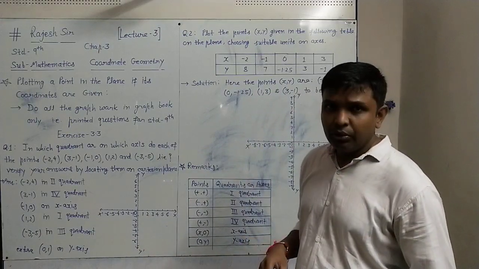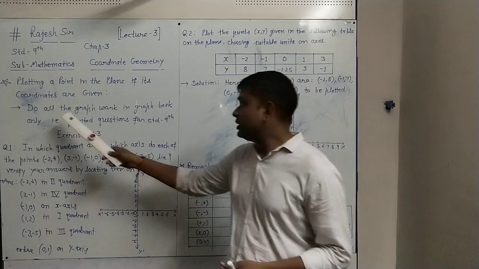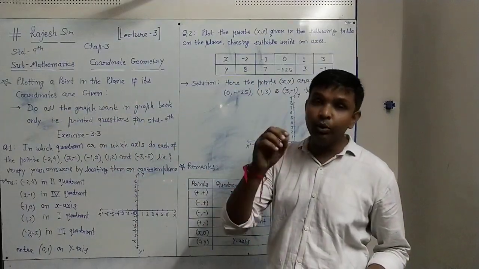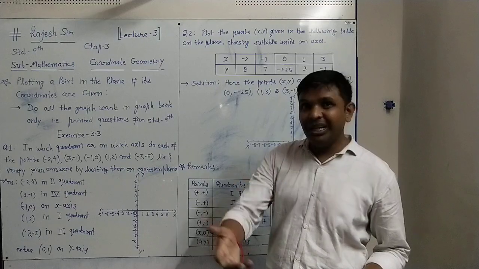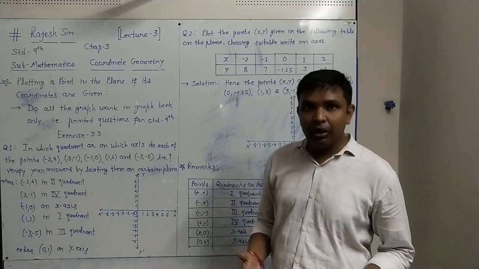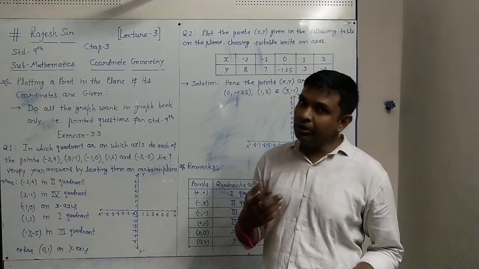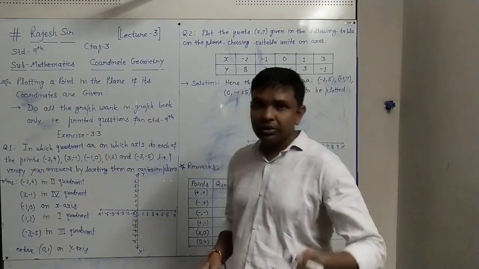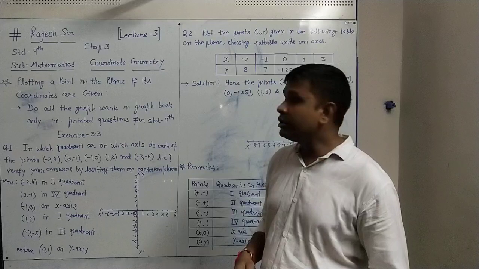One more thing you need to remember: do all the graph work. This type of work, when we locate a point on the plane, is called graph work, and all the graph work you have to do in a graph book only. And in which type of graph book? Don't use the simple graph book.